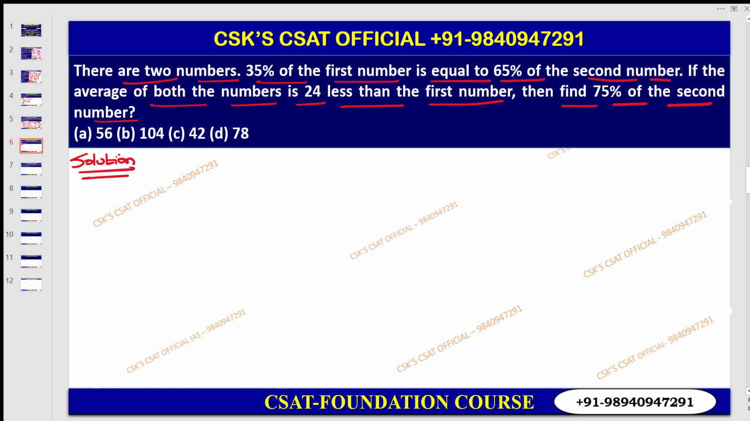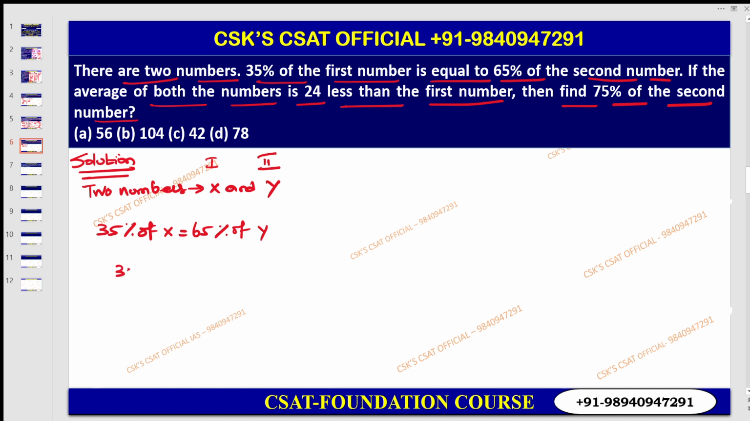Okay, so read it. There are two numbers, but you do not know the two numbers. So therefore we will take those two numbers here. Let us take them as x and y. Now move on with the statements here. 35% of x is equal to 65% of the second number. So this is nothing but the first, this is nothing but the second. 65% of the second number.